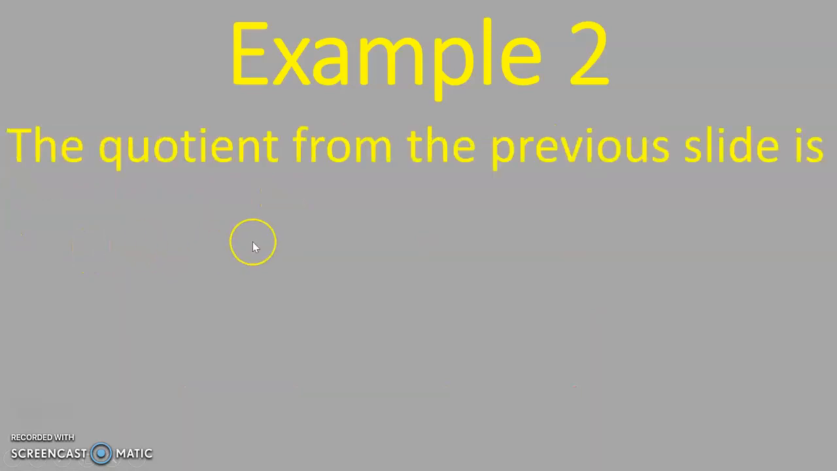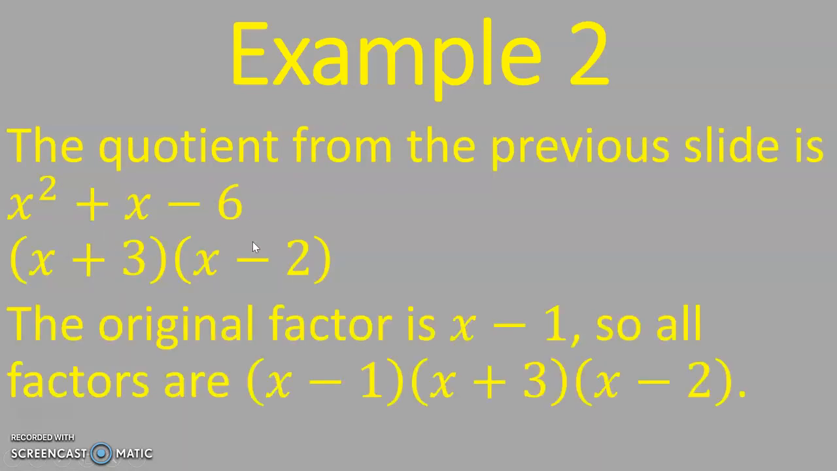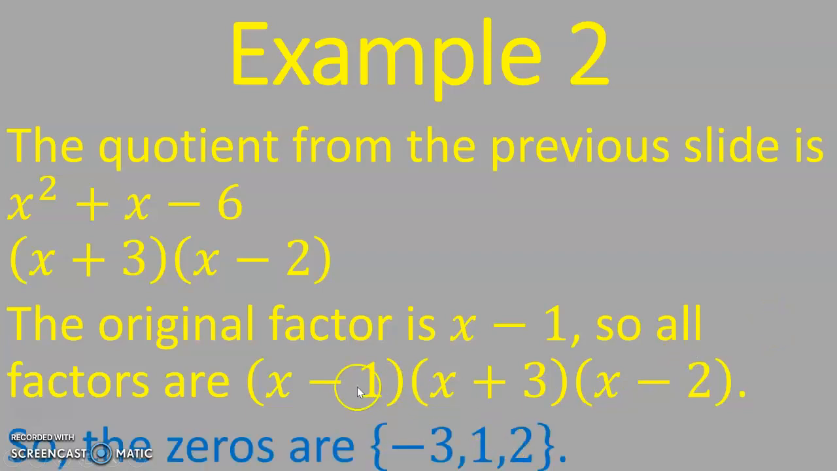Okay, so we factor. The original factor is x minus 1 because it worked when we put in 1; it gave us a 0 remainder. So all factors are this, but x plus 3 and x minus 2 came from this, and x minus 1 was the original. But the question asked for zeros, so we make that conversion. We set each of those three equal to 0. We get -3, 1, and 2. -3 and 2 we found by factoring right here, and 1 was the original one that worked.